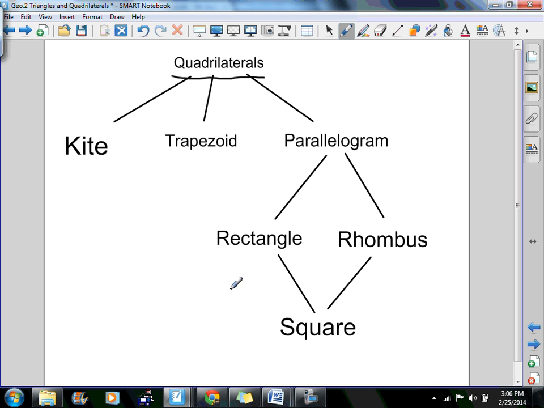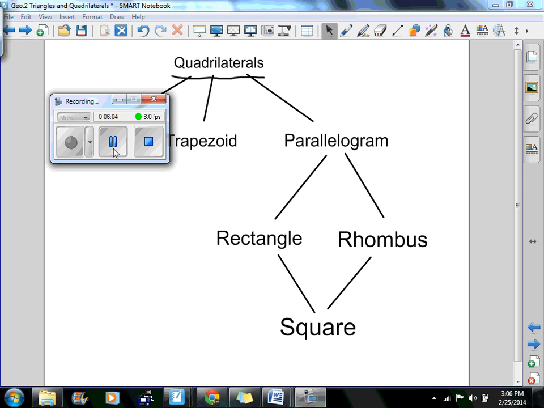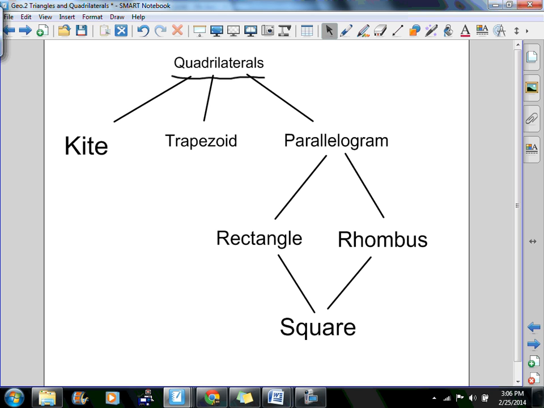A kite, let me pause it real fast here. A kite has two adjacent, that means next to, adjacent congruent sides. So a kite would have to look like this, where these two sides are equal to each other, and these two sides are equal to each other. So it looks like a kite that you'd be flying in the air.